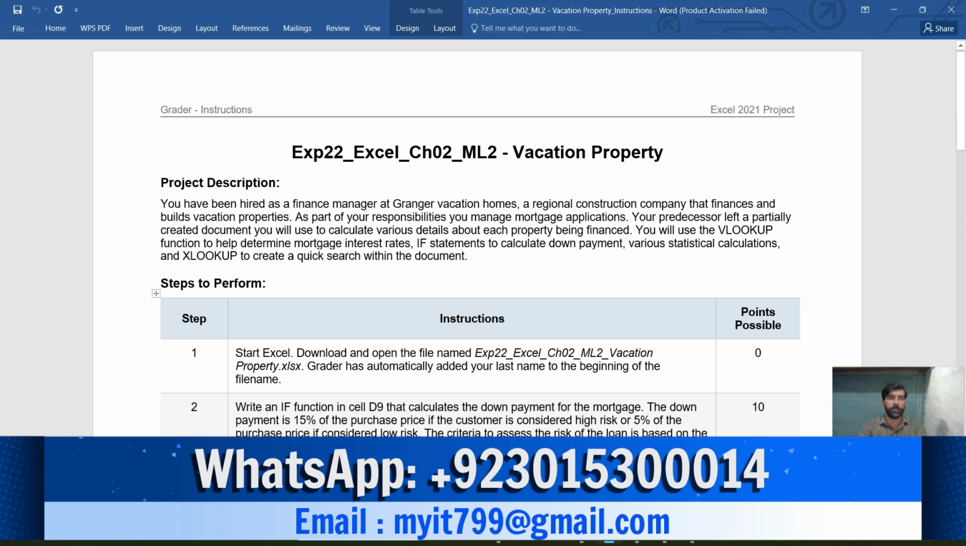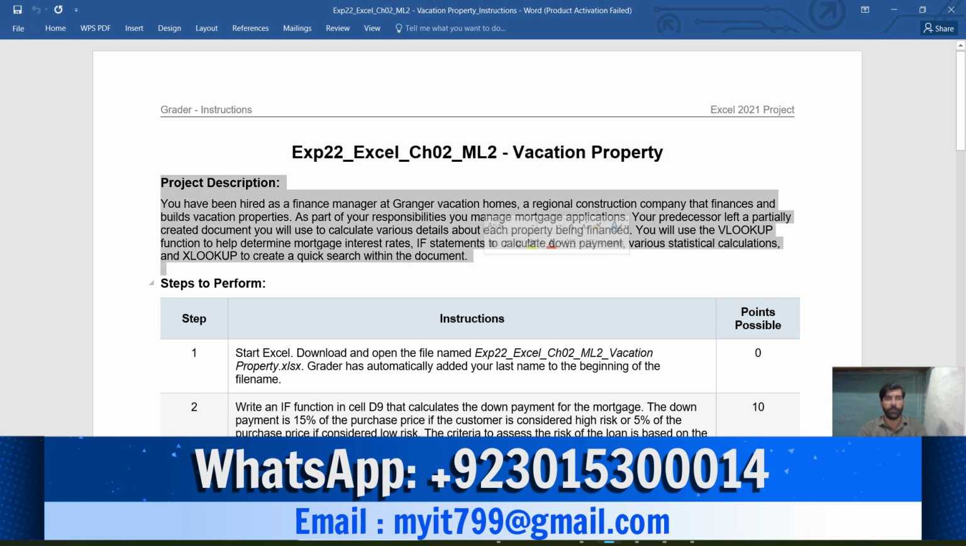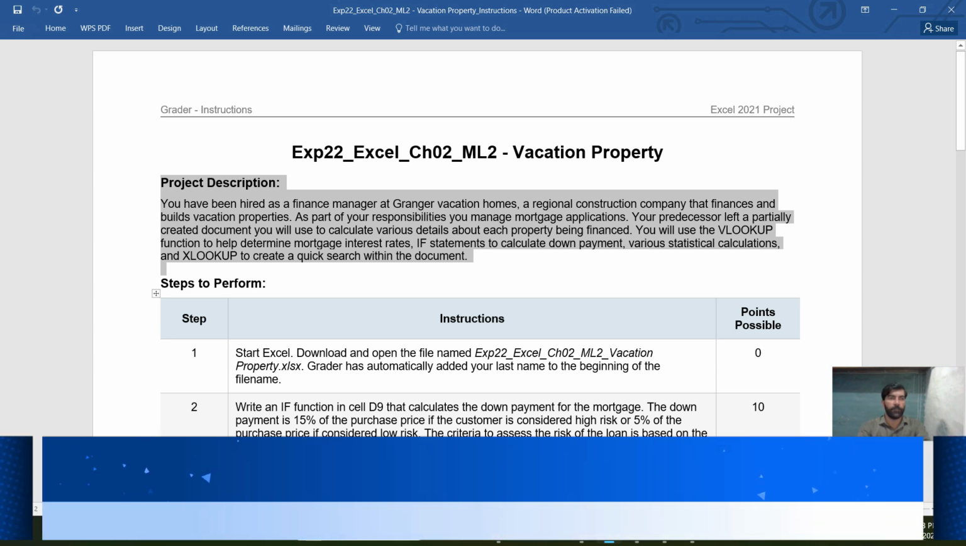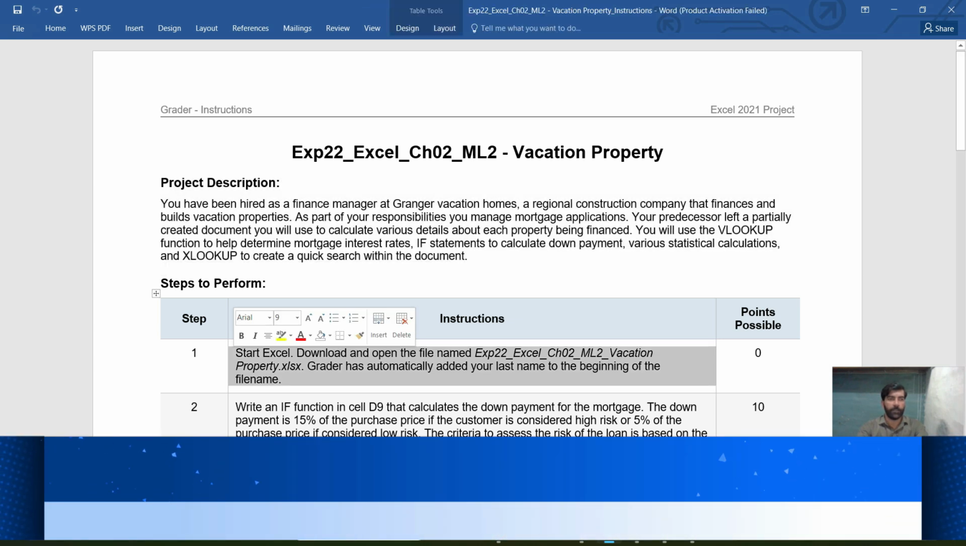This is the title of the assignment: EXP Excel Chapter 2 ML2 Vacation Property, and this is the little description of the assignment. I have done and understood this many times. For you, my students, you can see it. Now I start the steps to perform the assignment.